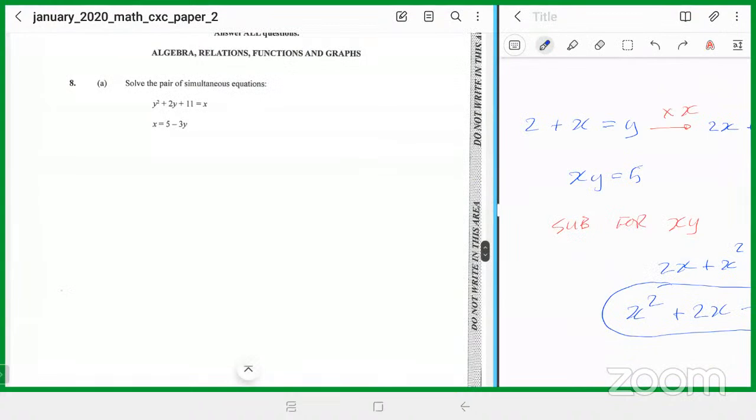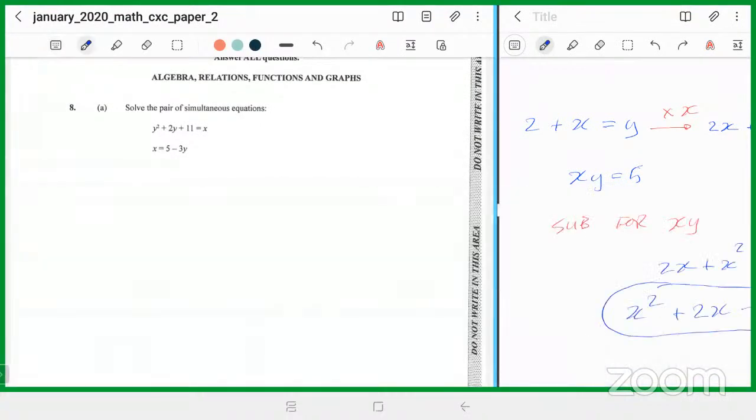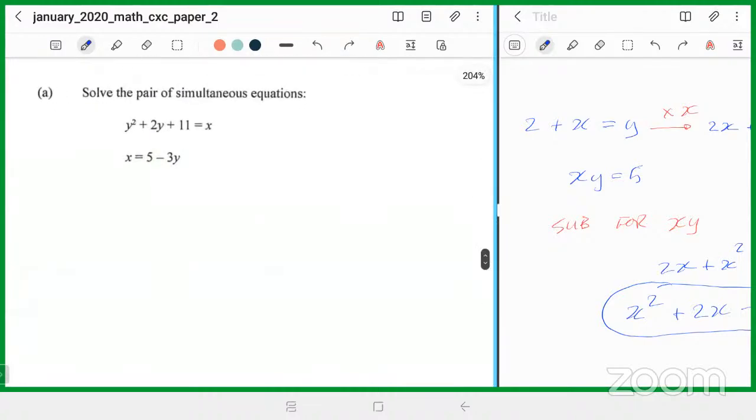Alrighty, let's do this. We have this pair of simultaneous equations. Solve the pair of simultaneous equations. This one clearly is a curve, because of the y squared here. This one is a line, with an x value and a y value in isolation. Now this one already has x as the subject, so no problem. What we can do is use this and substitute for the x right there.